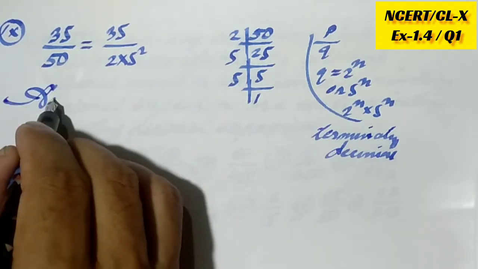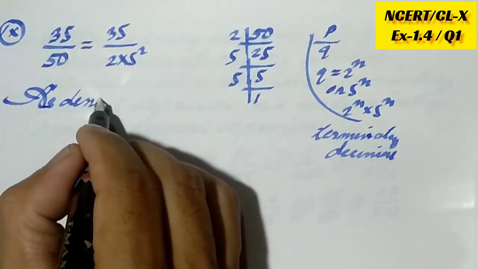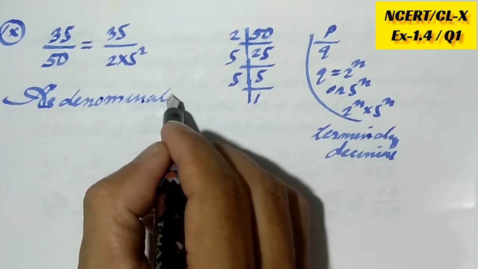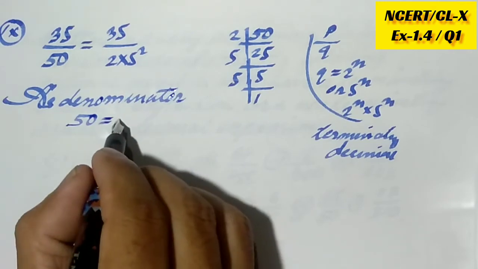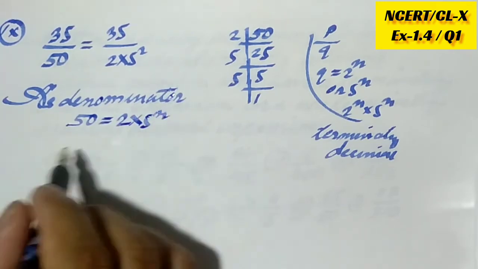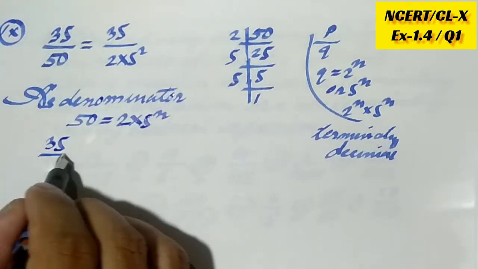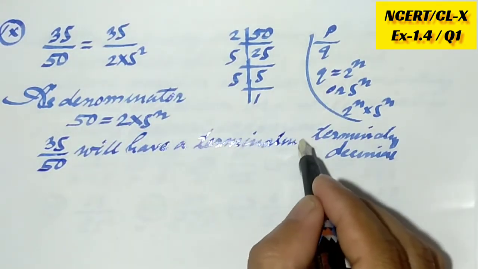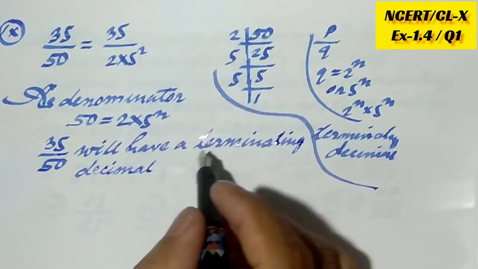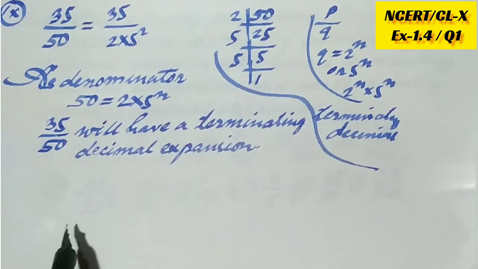Now as 50 is equal to 2 into 5 to the power 2, that is the denominator, what is the denominator here? 50. 50 is equal to 2 into 5 to the power 2. So 35 by 50 will have a terminating decimal expansion.